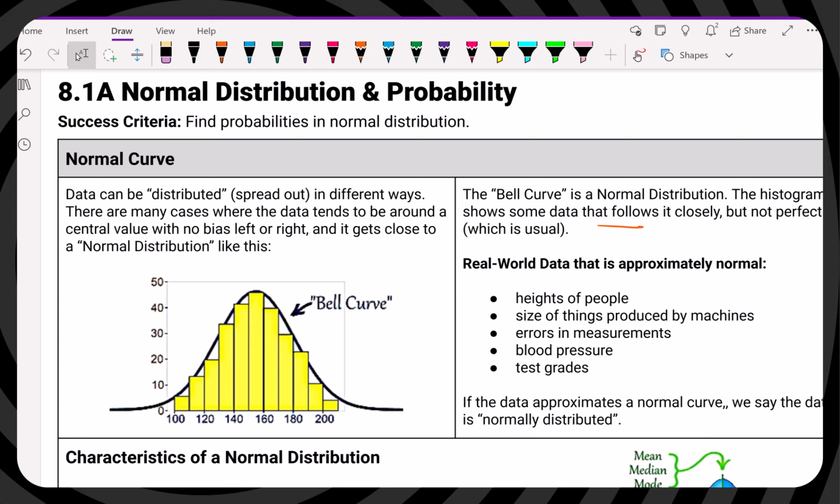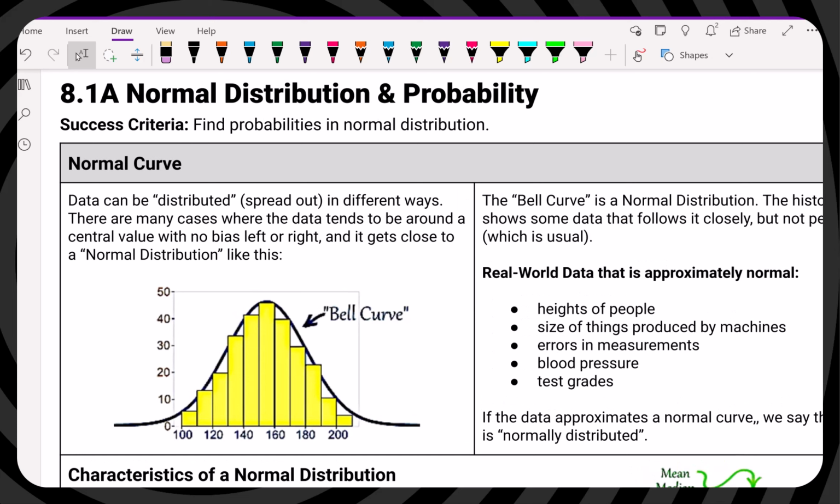Hello everyone, this is the video for lesson 8.1a and we are going to talk about normal distribution and probability. The focus of this lesson is to be able to find probability, aka percent of data within a certain range in the normal distribution.